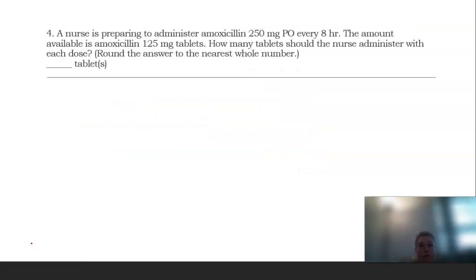All right, here you go. Each dose available is 125, and they want me to give 250. Every 8 hours, don't care. I don't want to look at that. I don't want to get confused. All they're asking me is how many 125s are in 250.